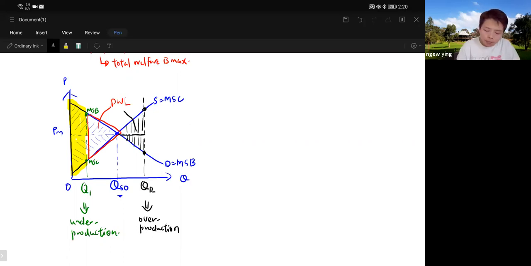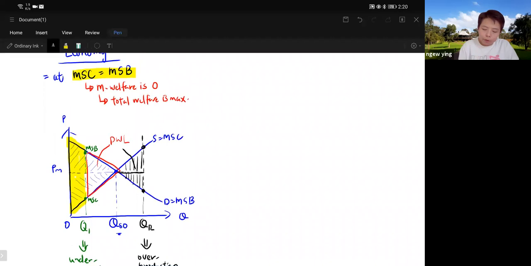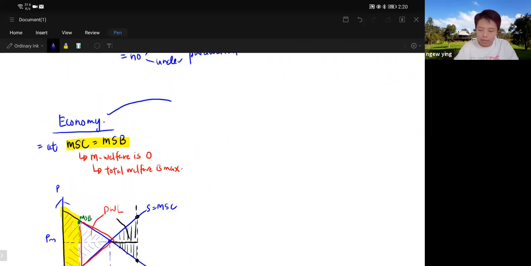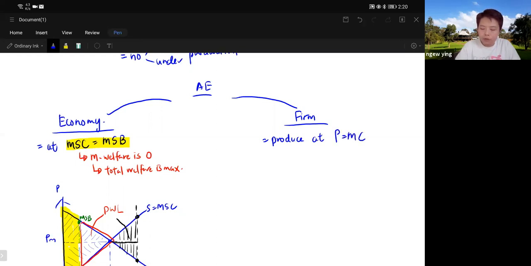Okay. Now, when it comes to the firm's perspective, when it comes to analyzing allocative efficiency from the firm's condition, a firm is said to have achieved allocative efficiency when it produces at a level where P equals MC. So you can see it is again MC.